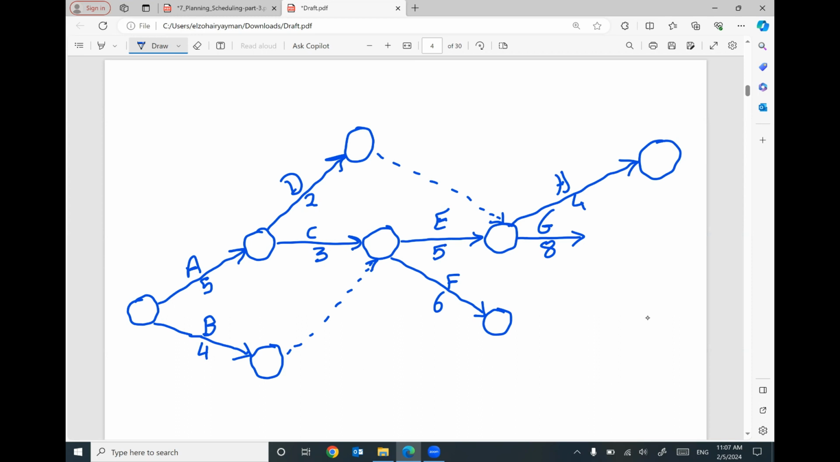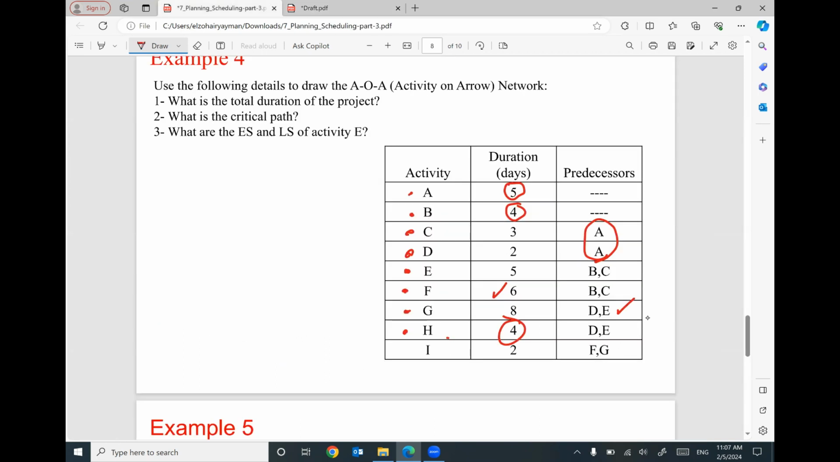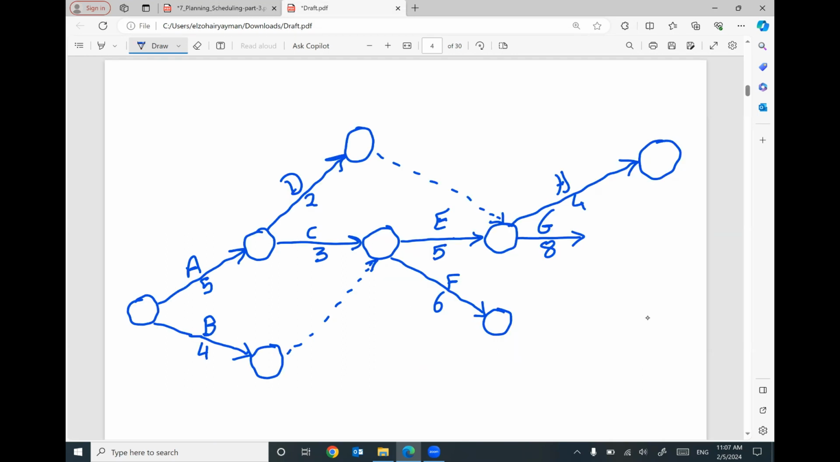So this activity H has a predecessor E, and based on this dummy activity is D. So D and E, we are good. We have activity I has a predecessor F and G. Where is F? Where is G? This one. So I can draw a dummy like this one between F and G, and then I can draw activity I with a duration 2.